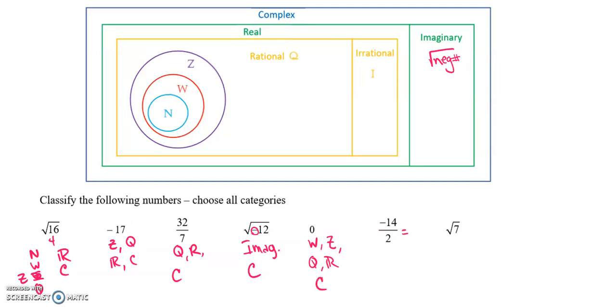Negative 14 halves is really negative 7. So that puts you in the integers category because it's negative. It can't be a whole number. So once you're in the integers, then you're in the rationals, you're in the reals, and you're in the complex. And the square root of 7 is an irrational number. So then that puts it into the real category and the complex.